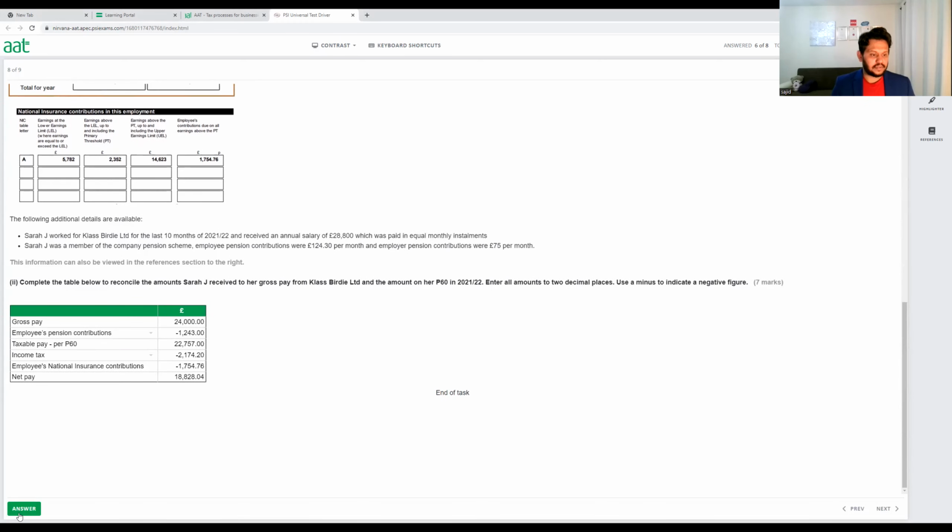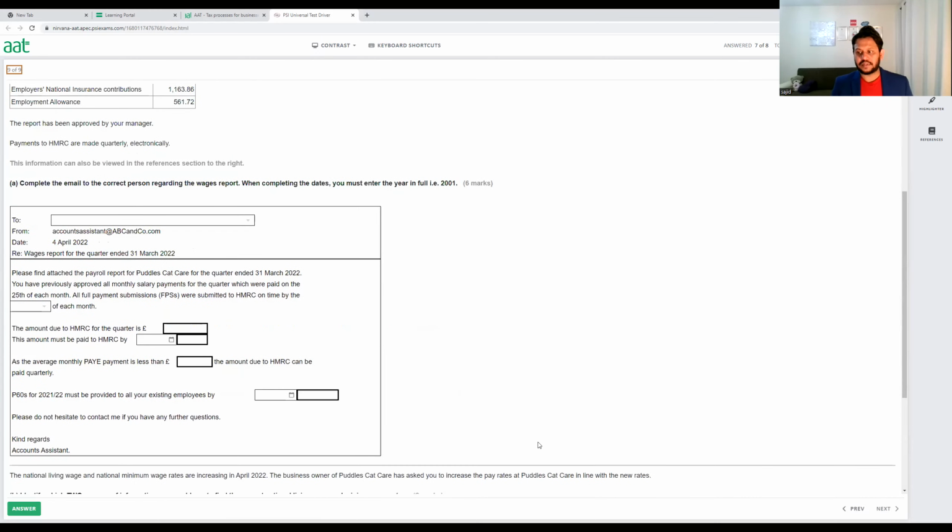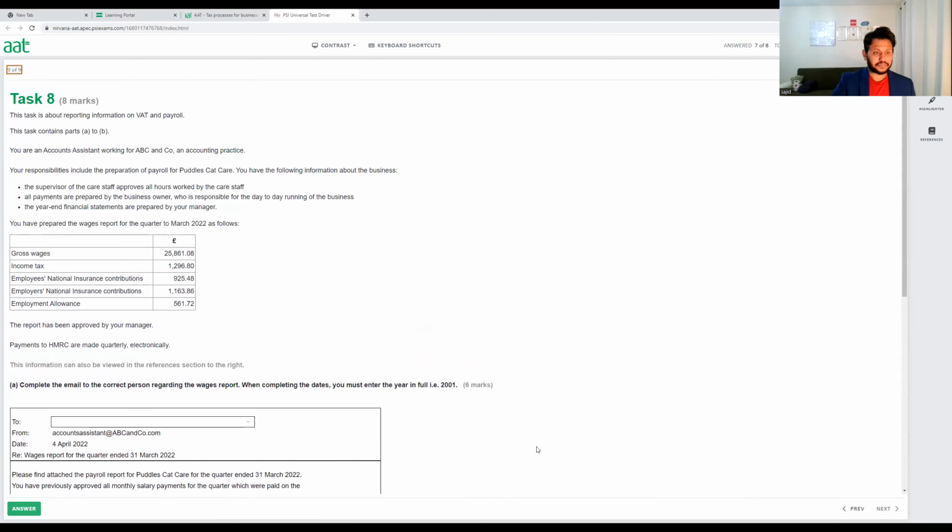All right, so let's have a look at the next one. This is the last question we have. Let's quickly do that. So it says, this task is about reporting on the payroll, VAT and payroll both. This task contains A to B. You are an accounting assistant for ABC. You're responsible for the preparation of payroll.